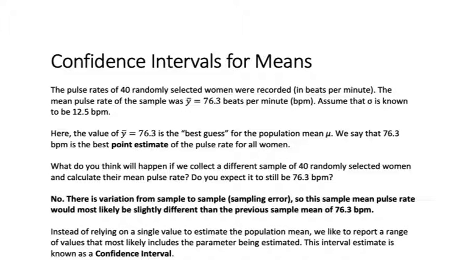In this video, we're going to talk about confidence intervals for means. So we're going to start by introducing what a confidence interval is. For example, if we have a sample of 40 randomly selected women and we record their pulse rates, we can calculate the mean pulse rate of our sample.